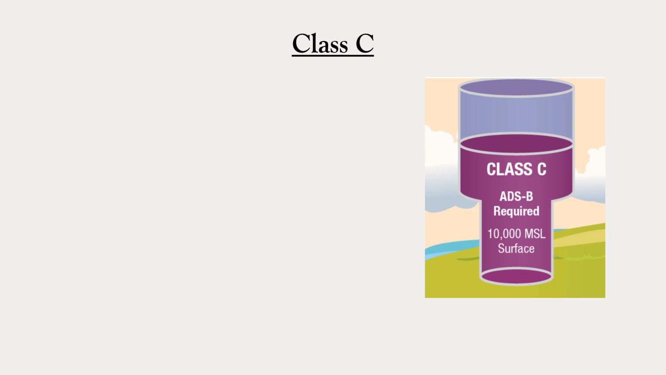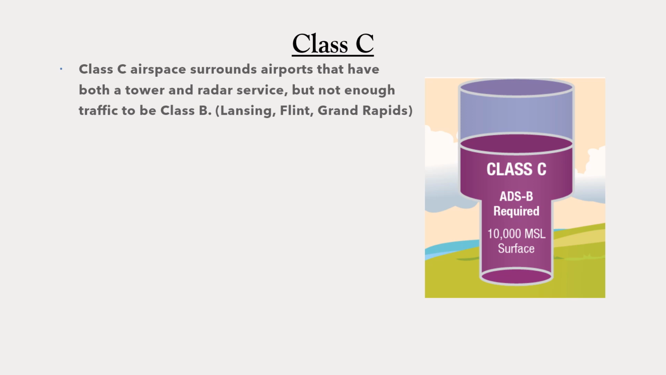Class C is the next level of complexity up from Class D. Class C airspace surrounds airports that have a control tower and also have radar service, but they're not the most busy. They're not big enough that they make it a Class B. Examples in our area would be Lansing, Flint, Grand Rapids. Those are all Class C airspaces.